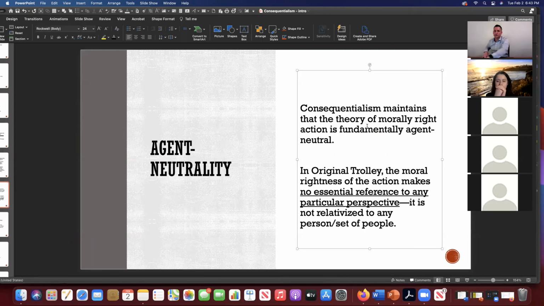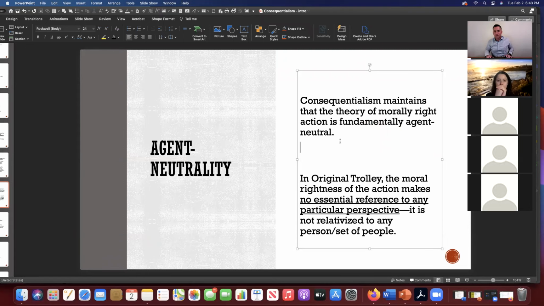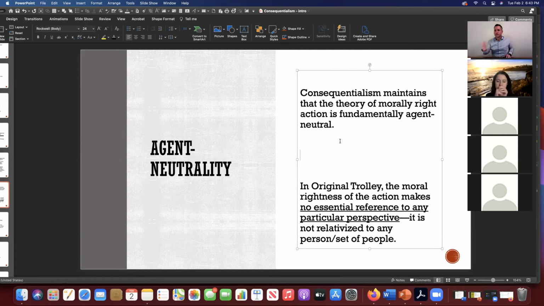So at bottom, the fundamentally agent neutral principle of consequentialism is going to be what? Can anybody tell me? You can blurt it out or type it in, whatever you want. If you don't know, I'll tell you in a minute. I just want to give you a chance to let me know. Can you repeat the question? What is that fundamental agent neutral moral principle of moral rightness for the consequentialist? Put in slogan form.